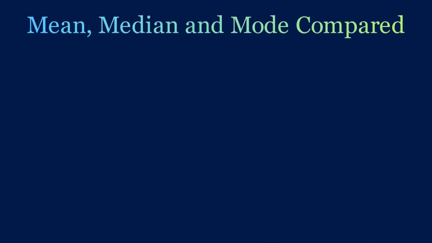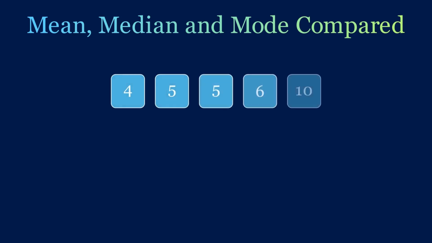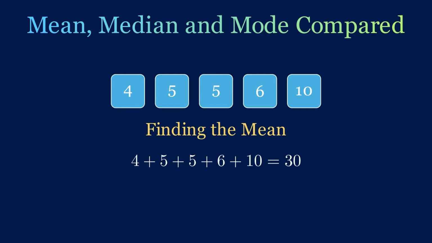Now let's compare the mean, median, and mode using the same set of data. Look at these numbers. 4, 5, 5, 6, and 10. Let's begin with the mean. First, add all the numbers together. 4 plus 5 plus 5 plus 6 plus 10 equals 30. There are 5 numbers altogether. 30 divided by 5 equals 6. So the mean is 6.